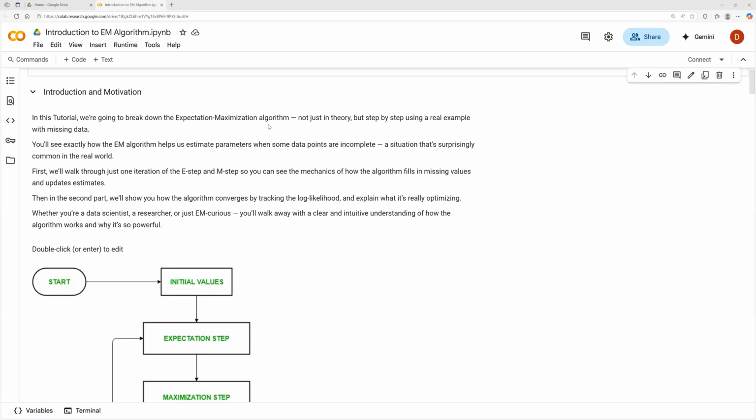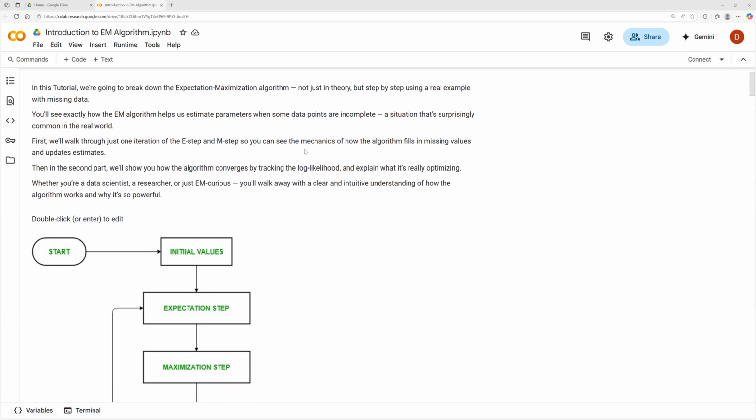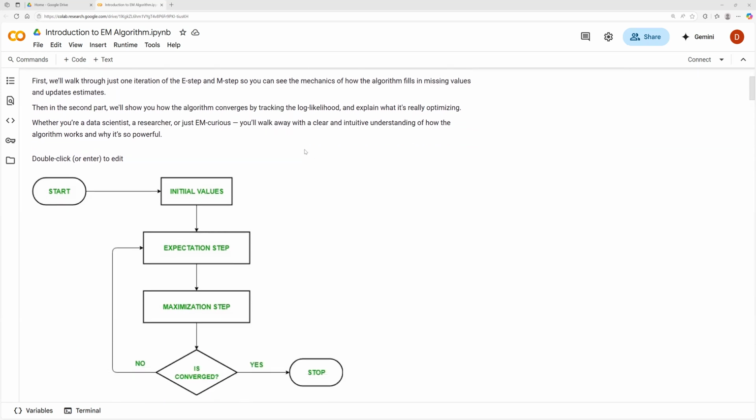Whether you're a data scientist, a researcher, or just EM curious, you'll walk away with a clear and intuitive understanding of how the algorithm works and why it's so powerful.